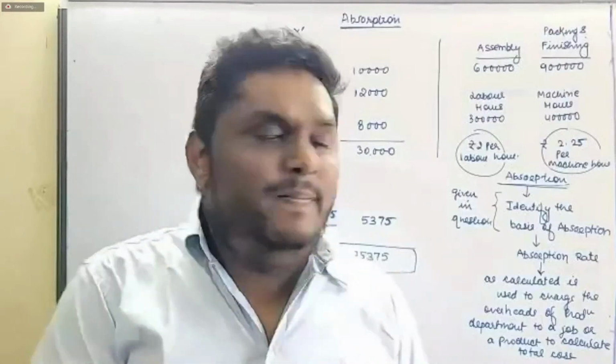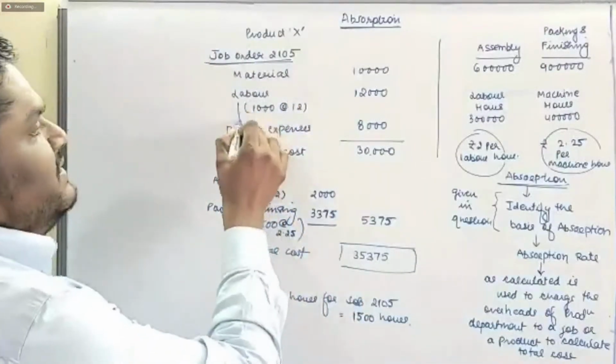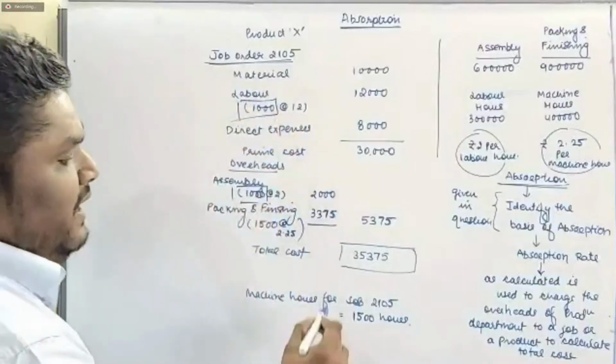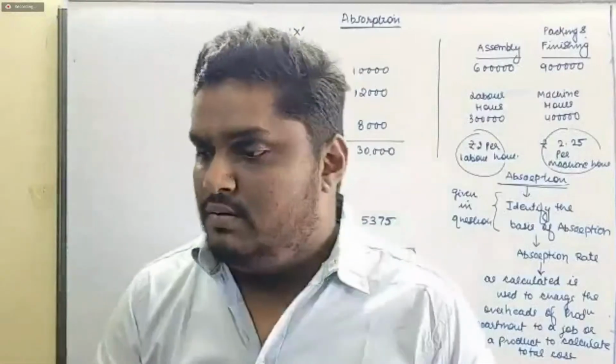Yes, Mr. Aslam. This 1000 hours is given in the question. That is, this is labor hours. This is 1000 hours, and this machine hour is 1500 hours. That is always given in the question.